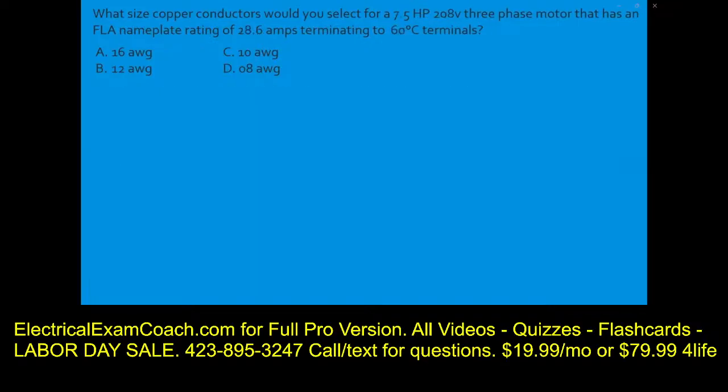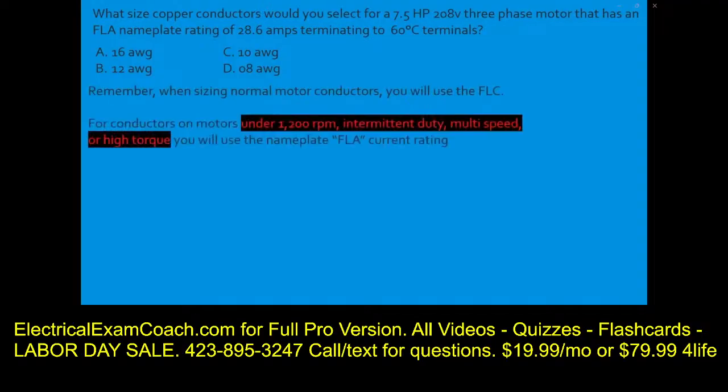What size copper conductors would you select for a 7.5 horsepower, 208 volt, 3-phase motor that has an FLA nameplate rating of 28.6 amps terminating to 60 degree C terminals? Remember, when sizing normal motor conductors, you're going to use the FLC. If you have one of these specific situations, you're going to use the nameplate FLA. Also, for single motors, we're going to multiply it by the 125%.